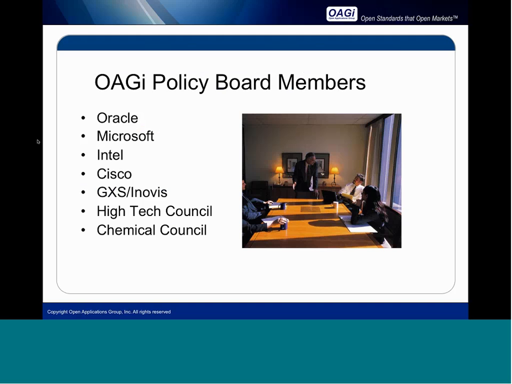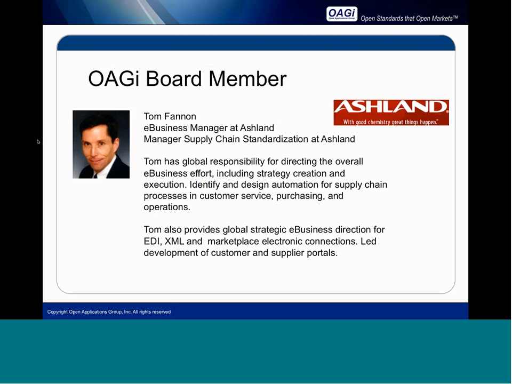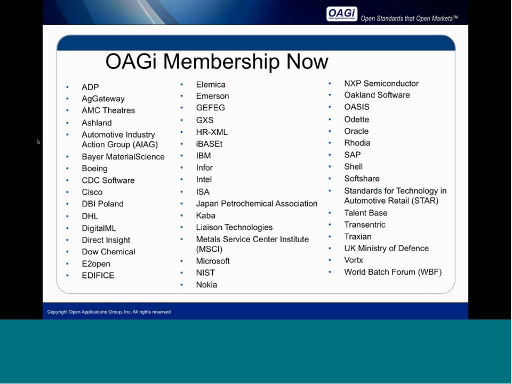The OAGi policy board members, you can just think of the policy board as like the OAGi board of directors, and it includes representatives from Oracle, Microsoft, Intel, Cisco, GXS, Innovus, the High Tech Council, and the Chemical Council. Notably, the Chemical Industry Council representative is Tom Fannin from Ashland, and Tom Fannin was at one time the board chair for Cydex. This is the laundry list of OAGi membership today.